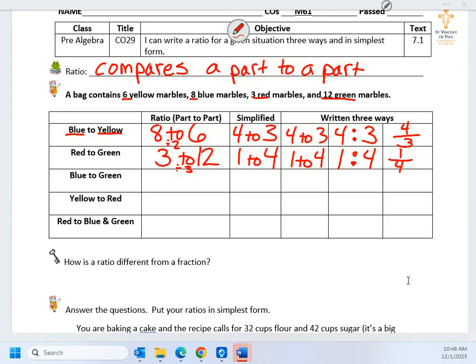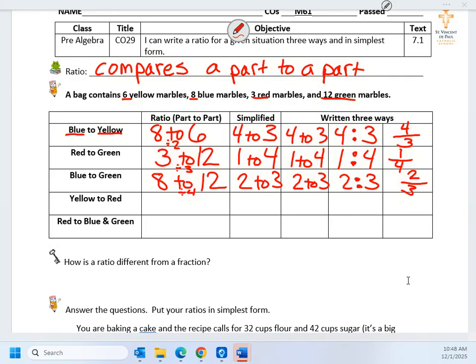Elliot, 8 blue marbles to 12 green marbles. What would that be simplified, Henry? It would be 2 to 3. 2 to 3, because I can divide that 4 out of both sides. And I need to write it my 3 ways. Using the word to, using the colon instead of the word, and using that fraction bar. Noticing how blue is always first.